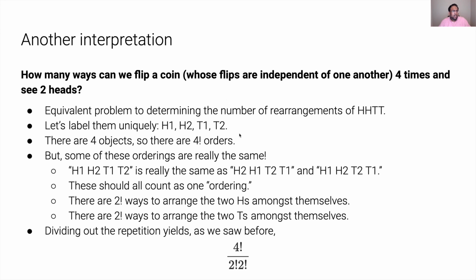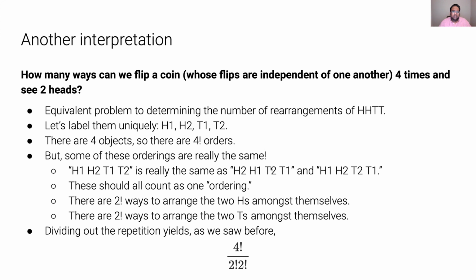These are 4 different objects, and so there are 4 factorial ways to order them. But you may notice some of these orderings are really the same thing. So for instance, H1, H2, T1, and T2, that's really the same thing as H2, H1, T2, and T1. And those are both the same thing as H1, H2, T2, and T1.